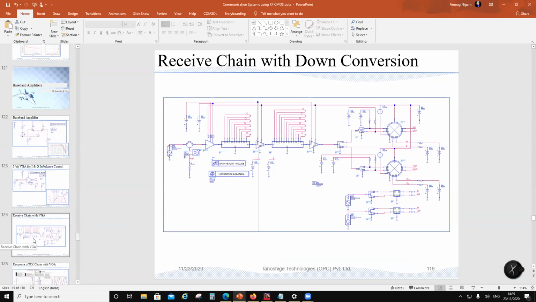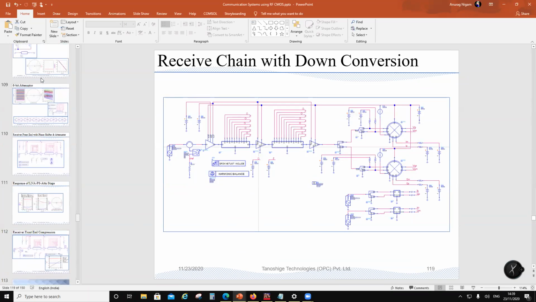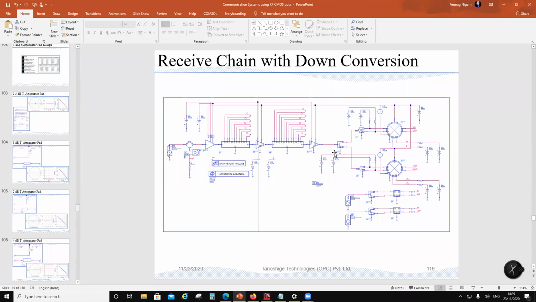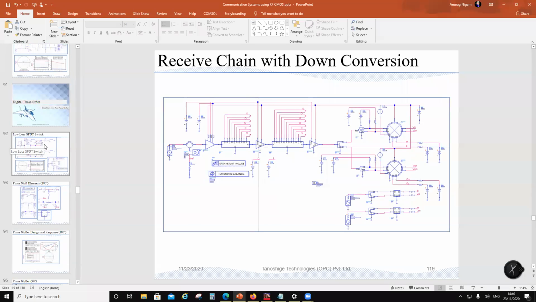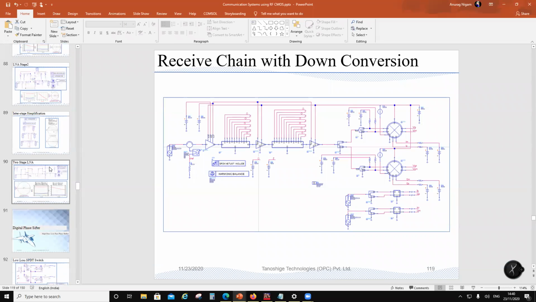So I will start with the system level and I will go down to the transistor level. So this is all going to be transistor level. And we are going to use GPDK. If you want, you can use any process. The thing would work.